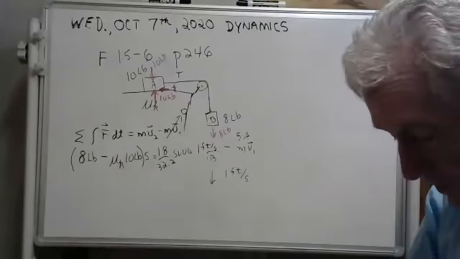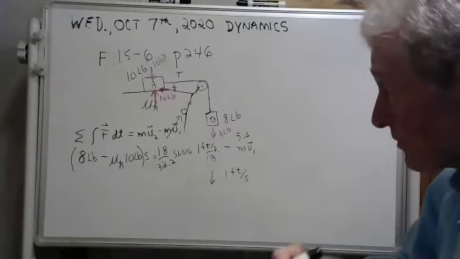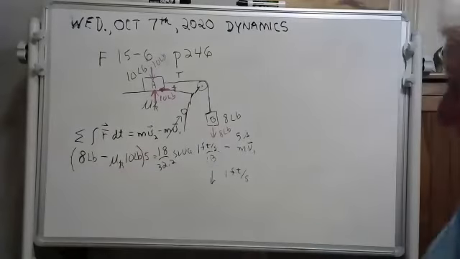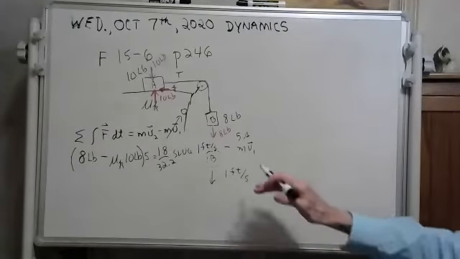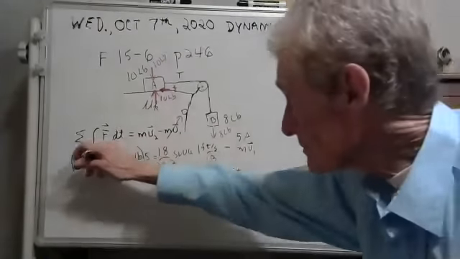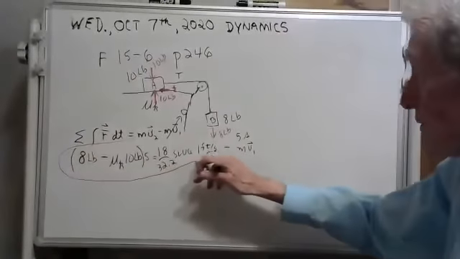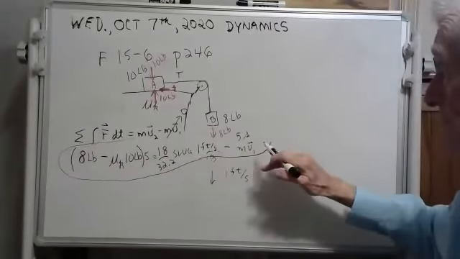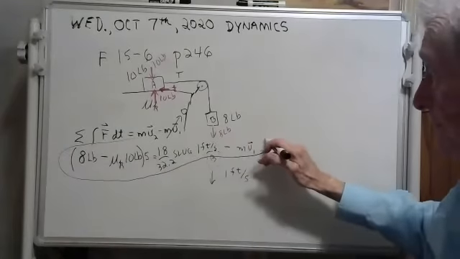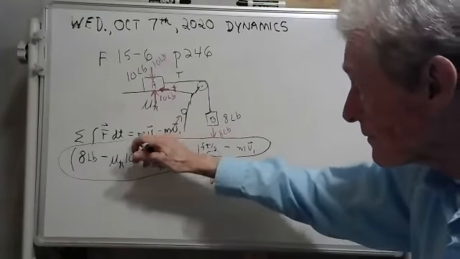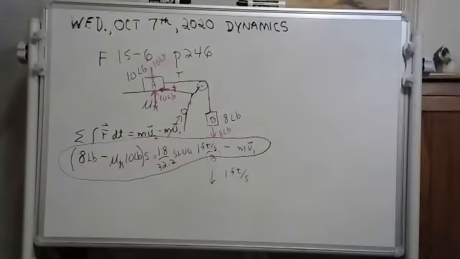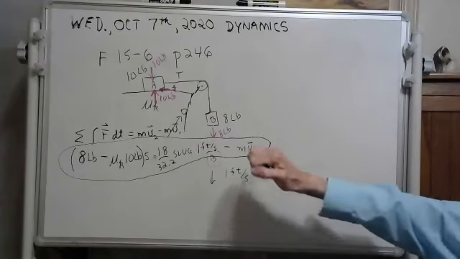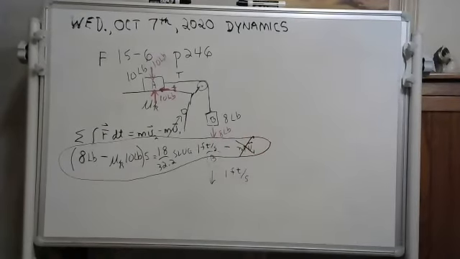I'm going to shut up for a minute, and I want you to solve for the coefficient of kinetic friction. Here's your equation. We've got this lovely equation. Go for it. Solve that for the mu sub k. You don't need this term, it's 0. Go.